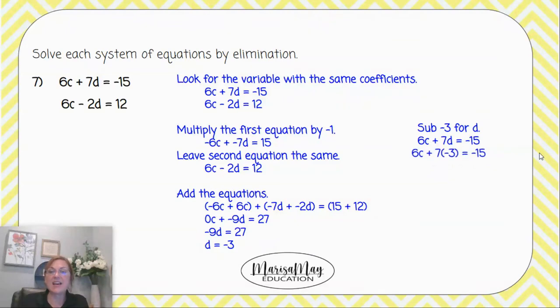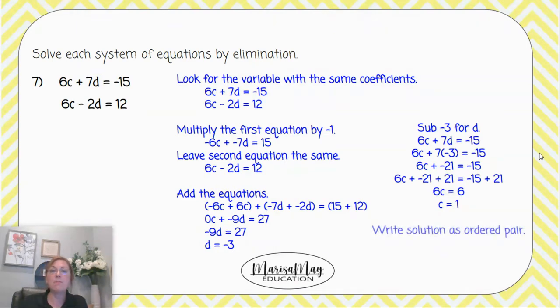And then that 7 times negative 3 gives me negative 21. Now I'm ready to start moving things to the other side so that I get the c by itself. I'm going to add 21 to both sides so that I get 6c equals 6. And then I'll divide both sides by 6. I'll get c equals 1. Now remember, write your answer as an ordered pair in alphabetical order. So in this case, that would be 1, negative 3. That would be my solution here.